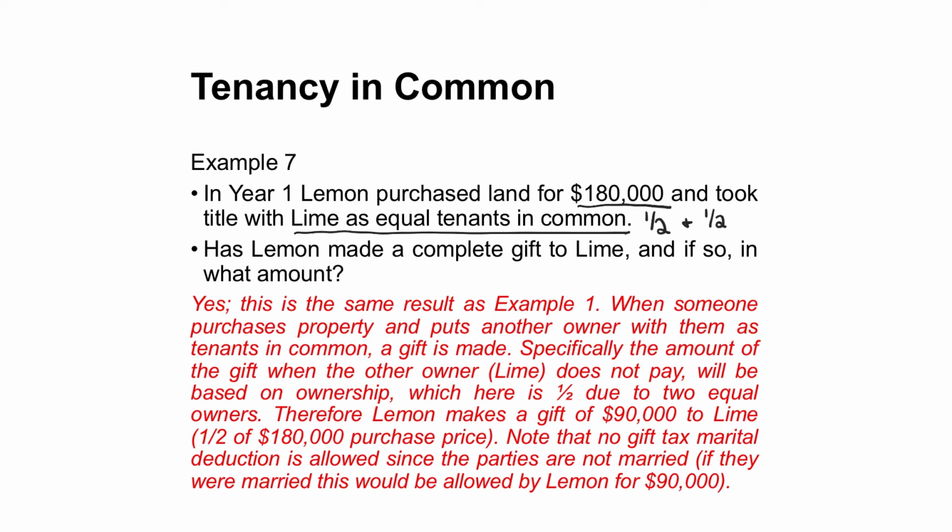Has Lemon made a complete gift to Lime? Yes. And guess what? It's the same answer as example 1. Because Lime's getting 1/2, we take 1/2 of $108,000. Lime should have contributed $90,000. Lemon contributed that, so Lemon has a gift of $90,000. They're not married, so there's no marital deduction allowed.